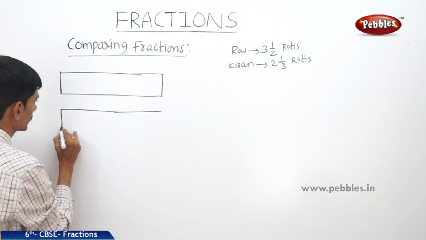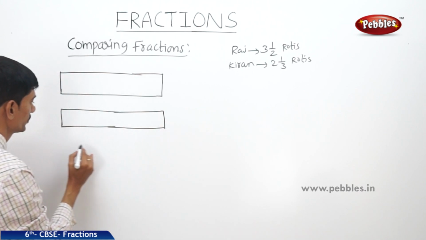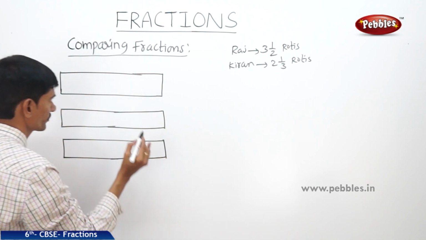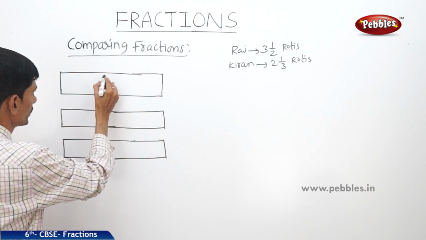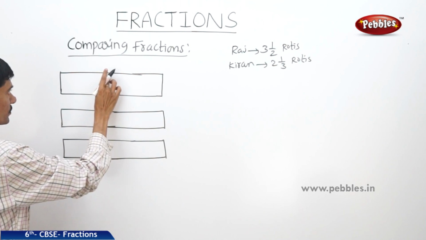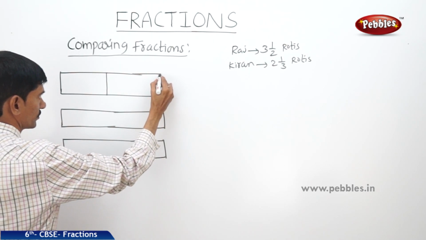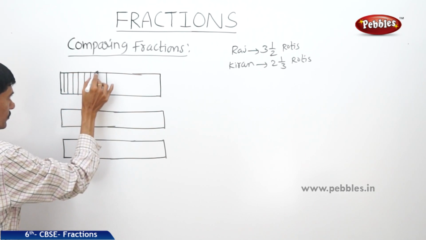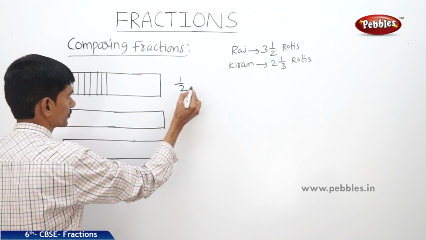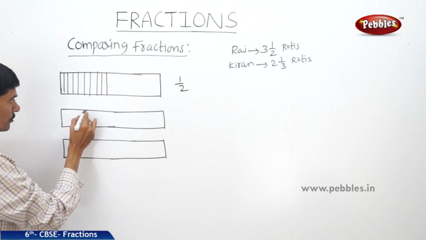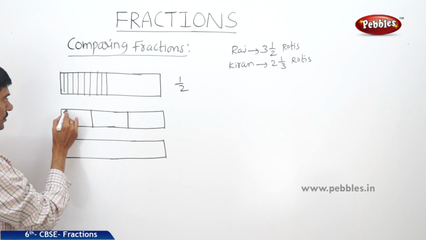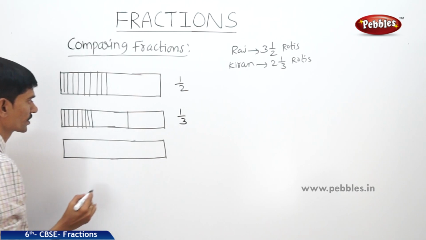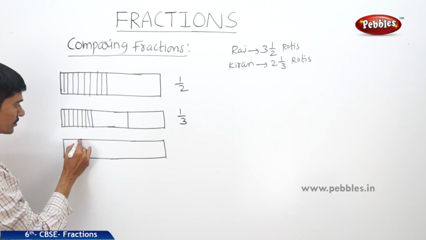The same rectangle is taken 3-4 times. So in the first case, the rectangle is divided into two equal parts, and here one part is shaded. Now this is 1 out of 2, so 1/2. And in the second case, the same rectangle is divided into 3 equal parts, and here one part is shaded. So this is 1/3. And in the next case, the rectangle is divided into 4 equal parts.